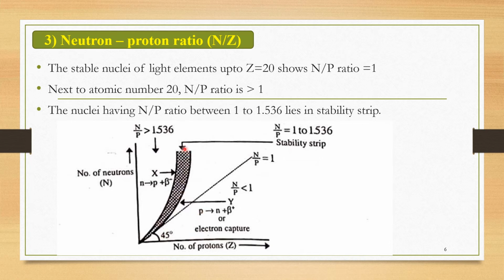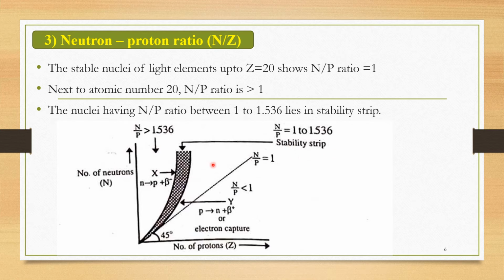Those nuclei which are present in this stability strip are called stable nuclei. Those nuclei which are present at the bottom of this stability strip, having the neutron-proton ratio equal to 1, are called highly stable nuclei. Again, those nuclei present within this stability strip region have the neutron-proton ratio in between 1 and 1.536. They all are called stable nuclei. So we can say that this region is called the stability strip.